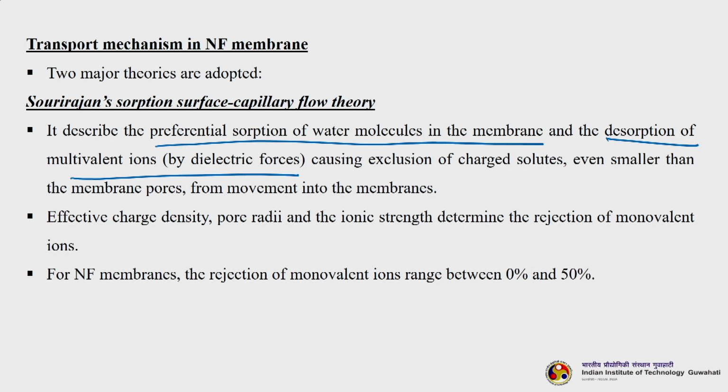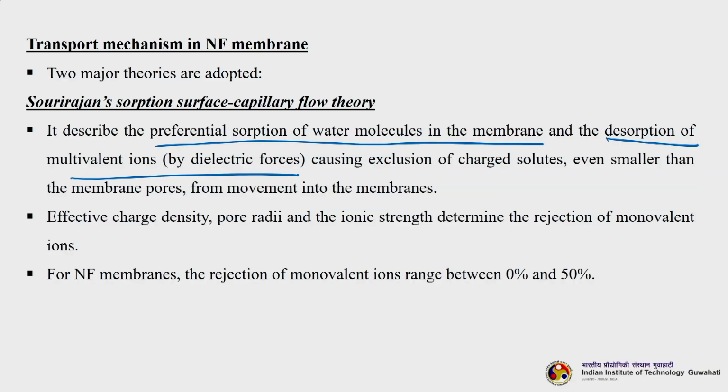Then they are passing through to the permeate side, and the desorption of the multivalent ions is happening due to the dielectric forces, because as we just discussed, NF membranes are slightly negative in charge. So, ions smaller than the pore size of the membranes are also getting rejected. Effective charge density, pore radius and ionic strength determine the rejection of monovalent ions. For nanofiltration membranes, the rejection of monovalent ions ranges between 0% to 50%.